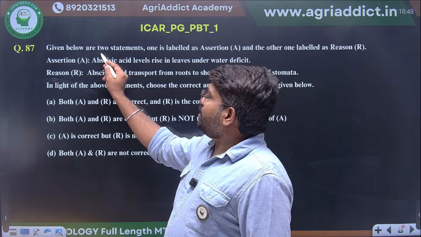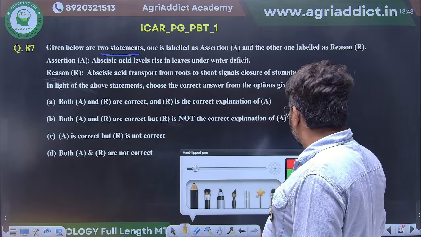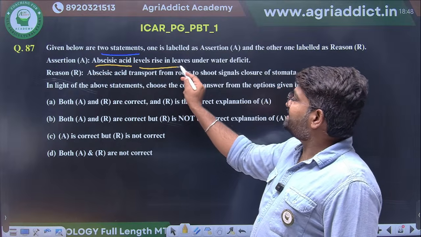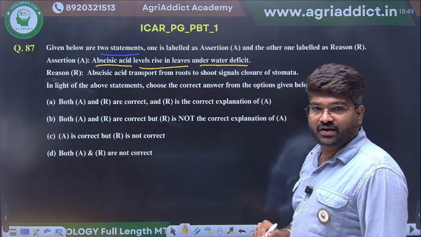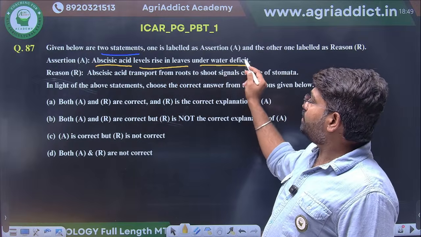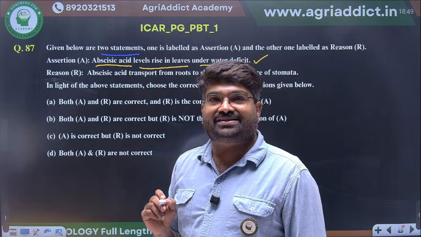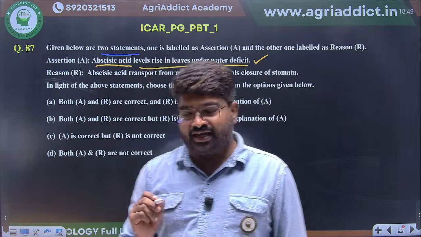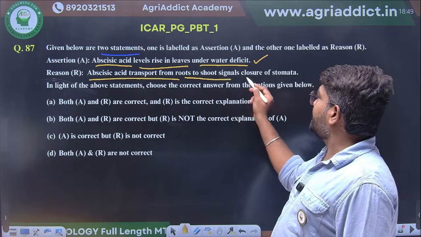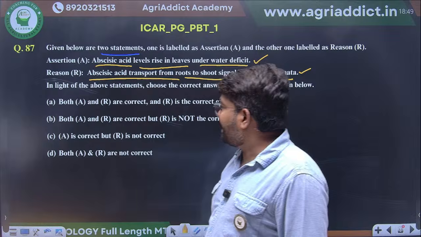Next question. Given below are two statements, an assertion and a reason. What are they asking? Abscisic acid levels rise in leaves under water deficient condition. This is true. ABA is a stress hormone, and under stress conditions its synthesis is enhanced in leaves. Second, abscisic acid transport from root to shoot signals closure of stomata. This is also correct.